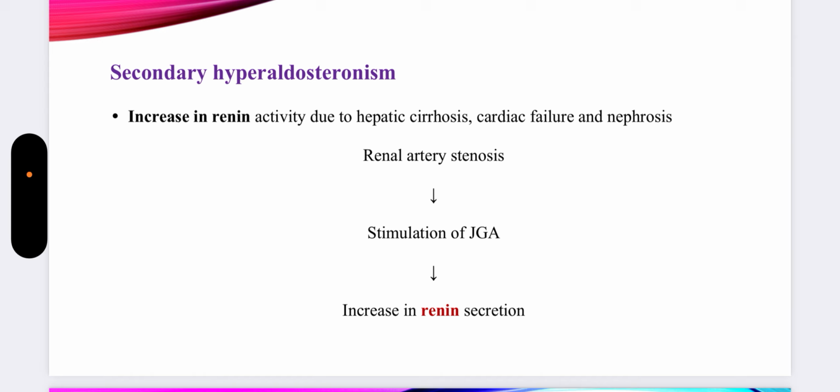That was about secondary hyperaldosteronism.